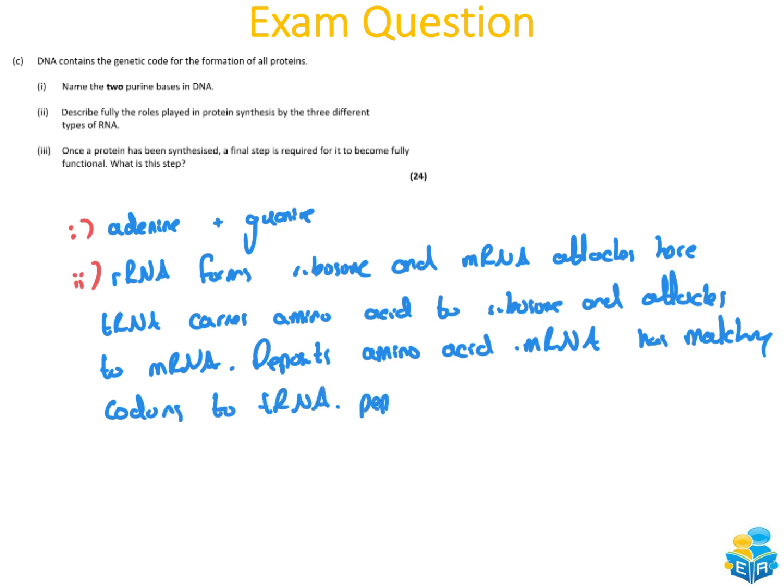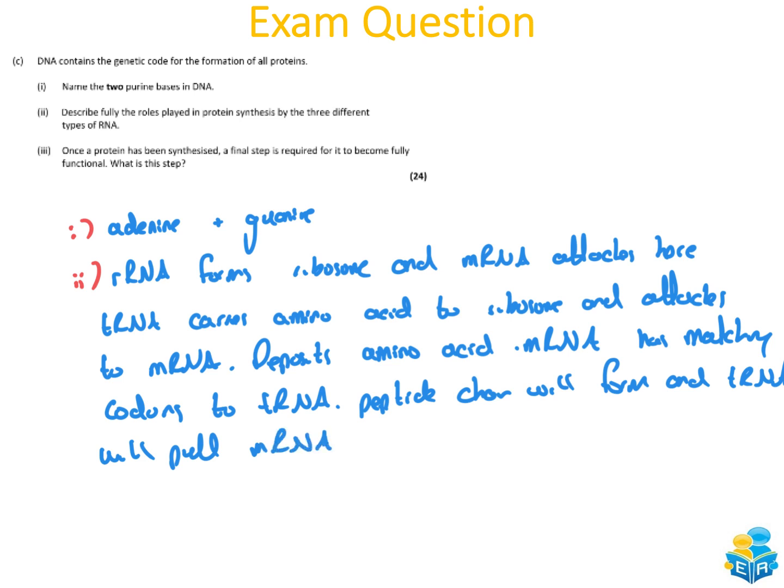So you can say that the peptide chain will form, the tRNA will pull mRNA through the ribosome.